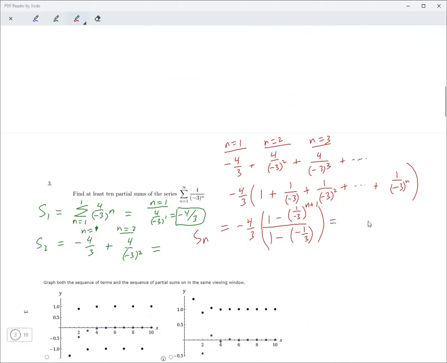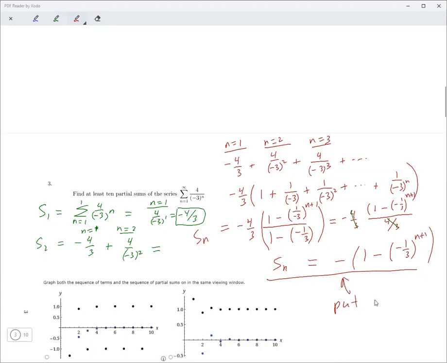And I could simplify that. This is 1 plus a third, so that's 4/3 down there. Those 4/3 are going to cancel, and I get negative 1 minus negative 1/3 to the n plus 1. So that's what the partial sums are going to be.